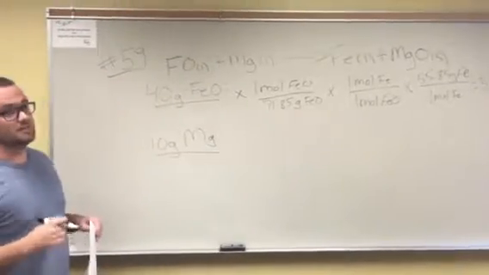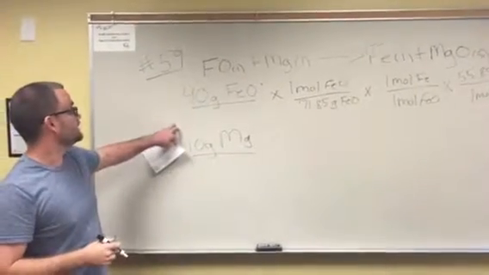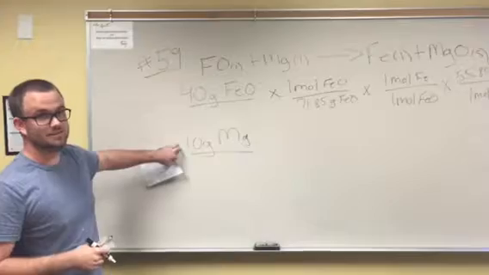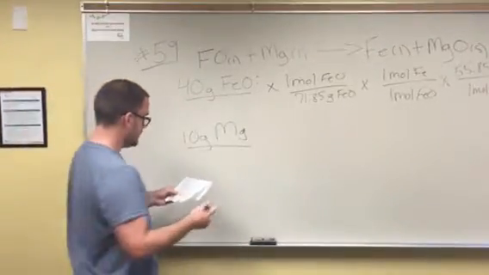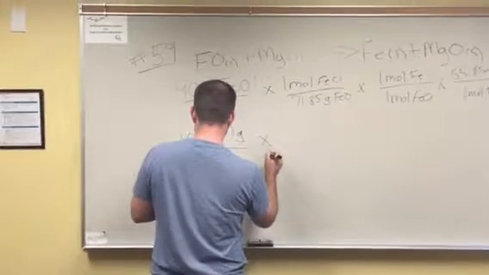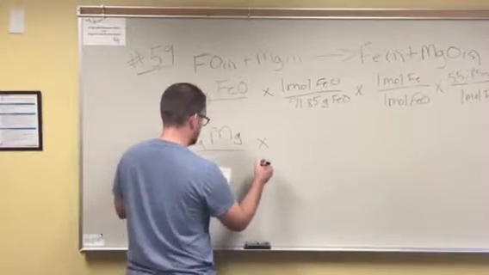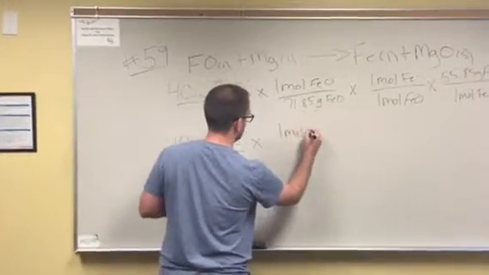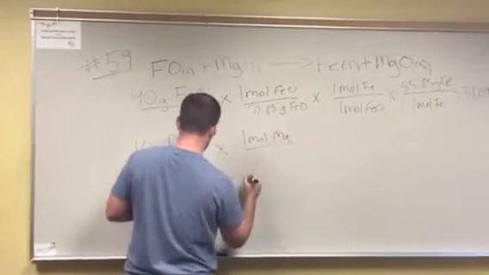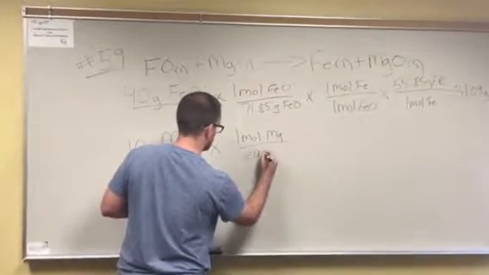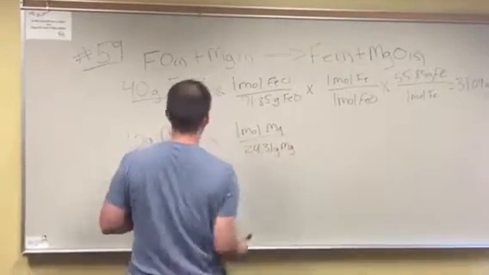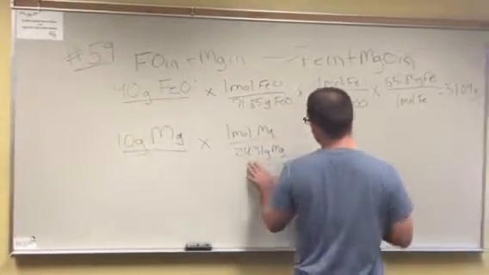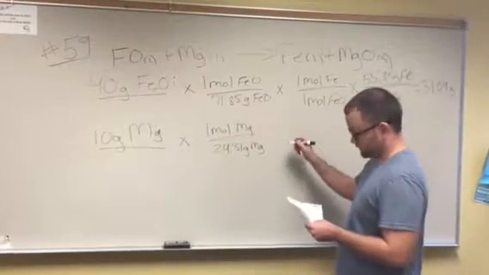So to find a limiting reagent, we're going to take a look at how much the 10 grams of magnesium, which is our given, can produce, as you see at the other side of our equation. So we're going to do the same thing. We're going to put 10 grams of magnesium into how many moles that is. So 1 mole magnesium over 24.31 grams of magnesium. Again, 24.31 being the molar mass of magnesium.